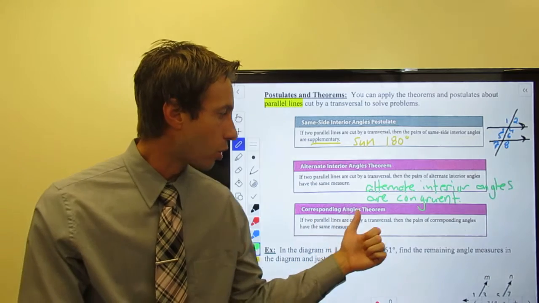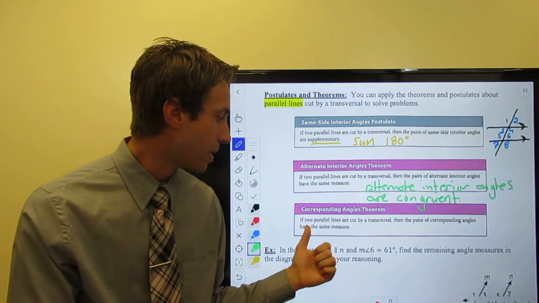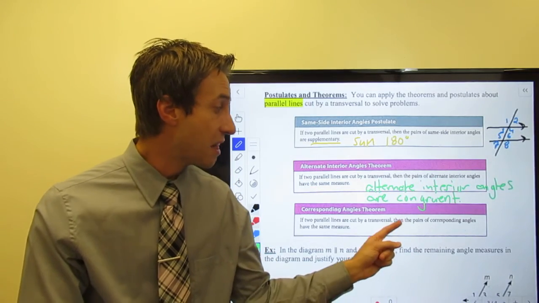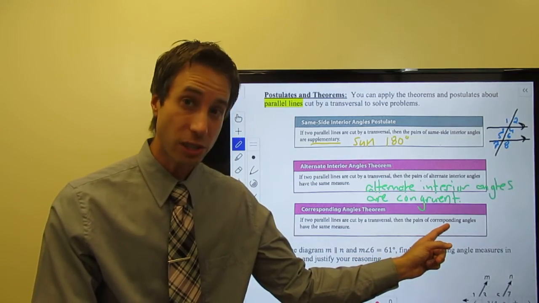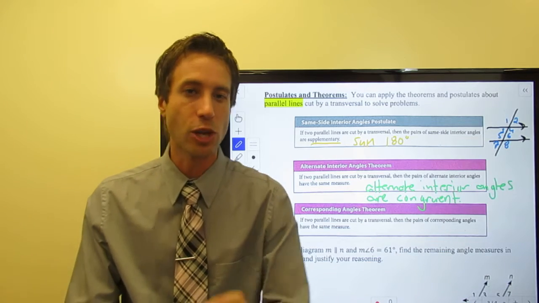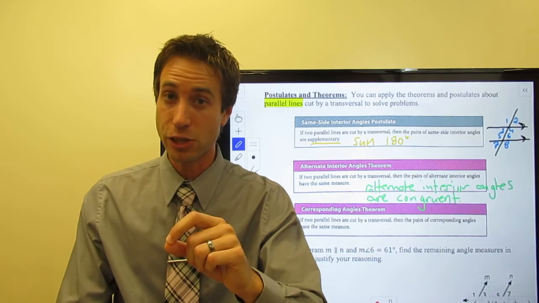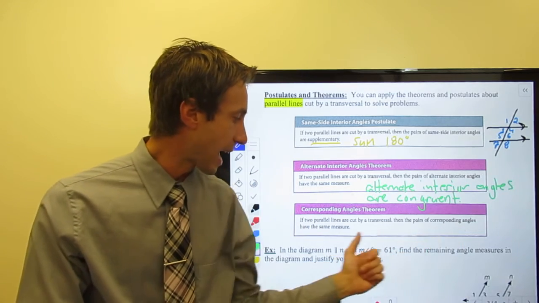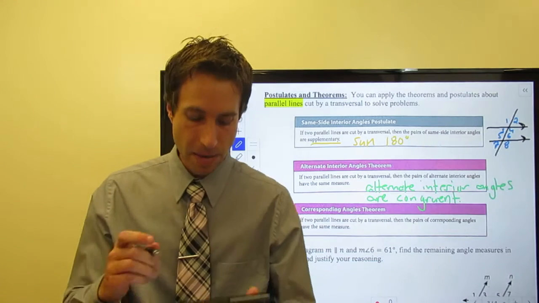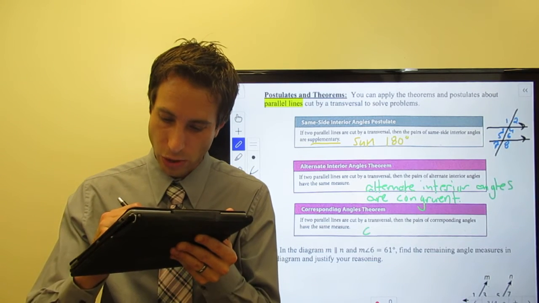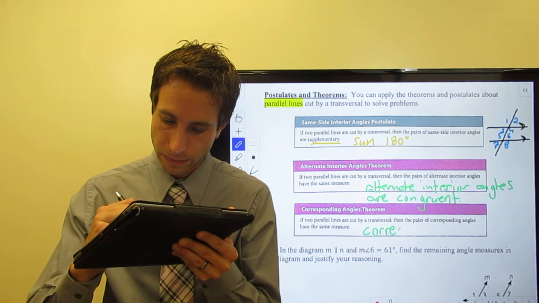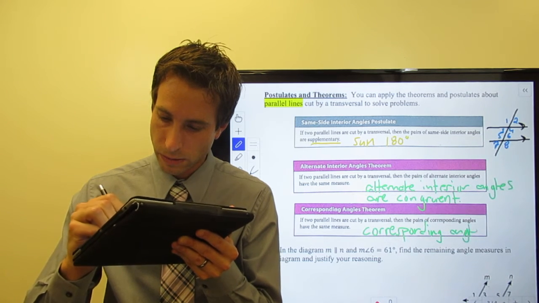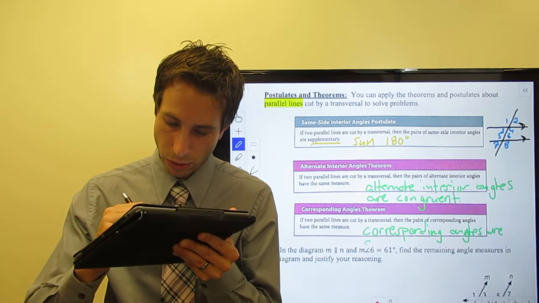And then my last one, the corresponding angle theorem. This is a really good one. Two parallel lines cut by a transversal. So they have to be parallel lines cut by a transversal. Then pairs of corresponding angles. Remember, corresponding angles are angles that are in the same position in different intersections. Here's what it says: corresponding angles have the same measure. So once again, corresponding angles are congruent.